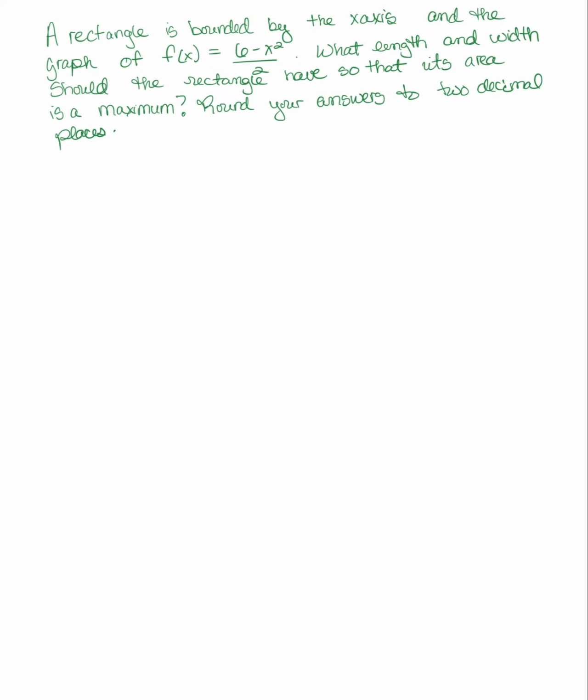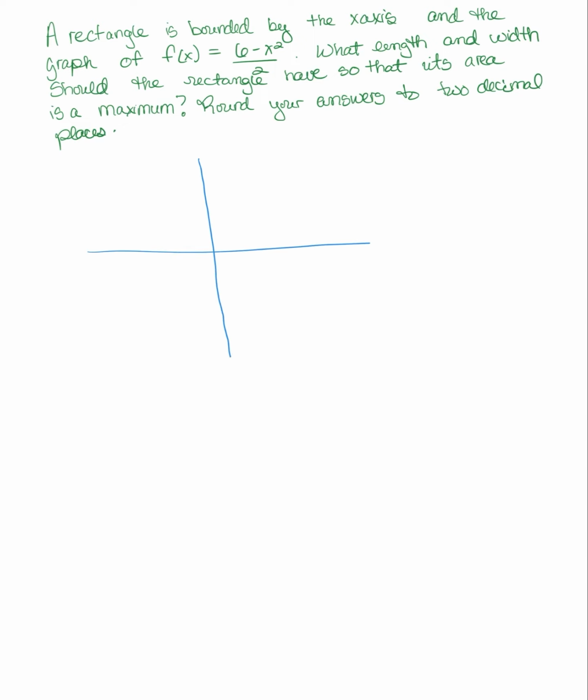So let's do another problem that's like that. Here it says a rectangle is bounded by the x-axis and the graph of f of x equals 6 minus x squared divided by 2. What length and width should the rectangle have so that its area is a maximum? Round your answers to 2 decimal places. Okay, so the very first thing we're going to do is draw a picture to determine really what information we're given here. Let's use blue.